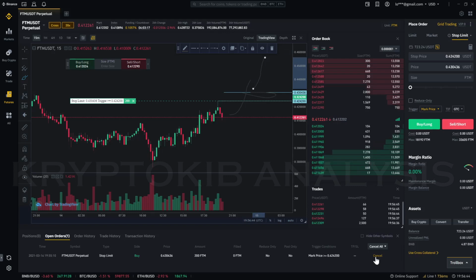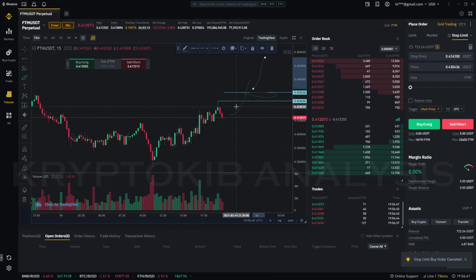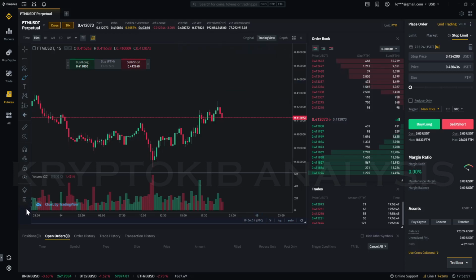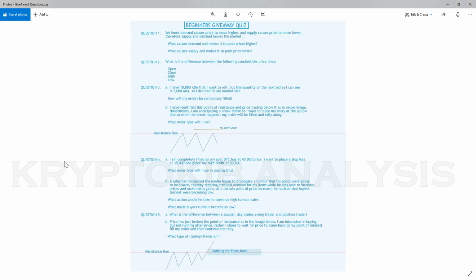Let me cancel this one. That is how the stop limit works. Now, where is the second? I hope you understand that. So the answer to that is stop limit.